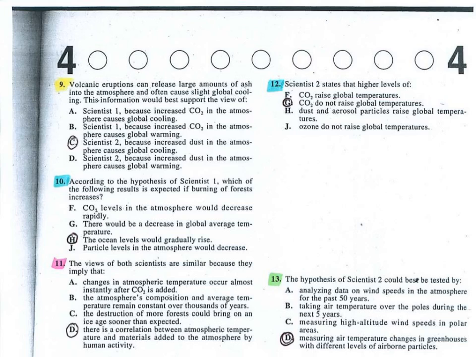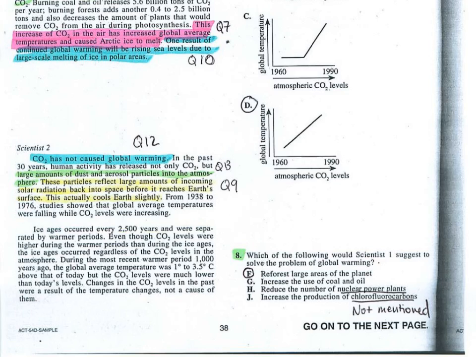For question number 10, the answer is H. Since burning forests increases CO2 and an increase of CO2 in the air has increased global warming, the scientist states one result of global warming is a rise of sea levels.